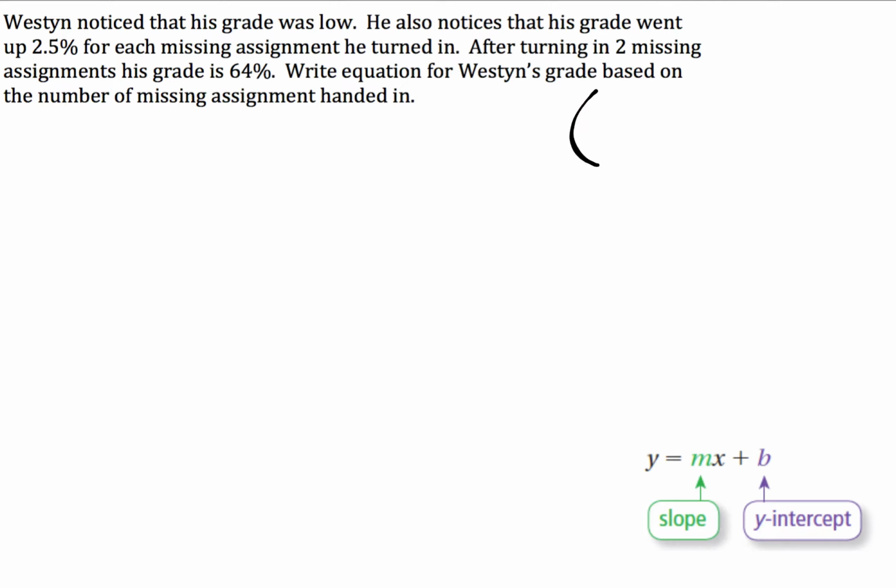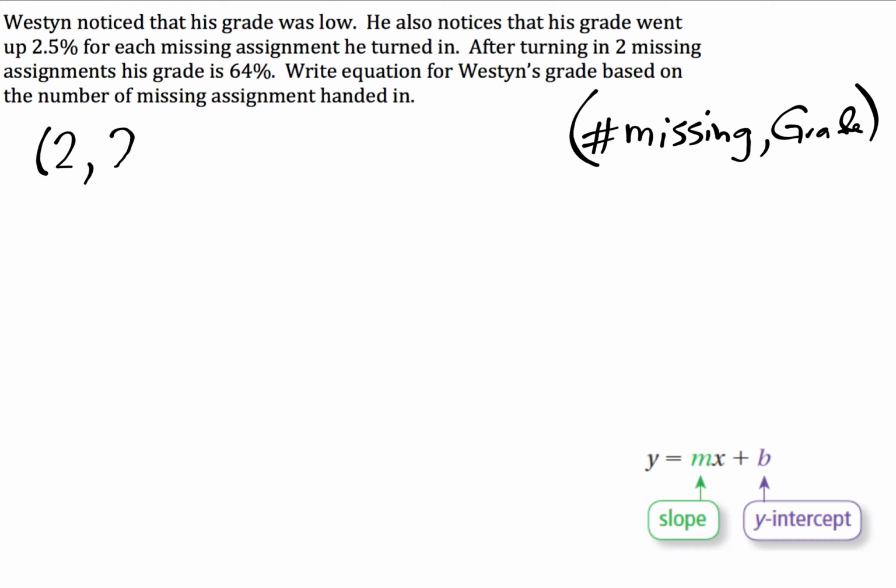All right, on this one, we've got the number of missing assignments handed in, and the grade as the output. So we do know that after he handed in 2 missing assignments, it was 64%. It also goes up 2.5% per assignment he hands in, so that's actually our slope. That tells us how it's changing. And with this, we can go ahead and set this into an equation.